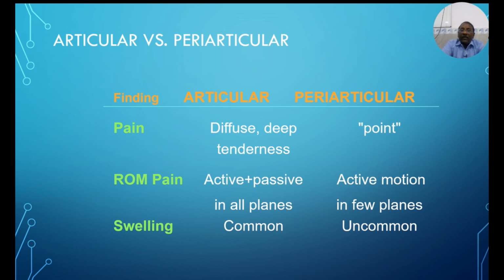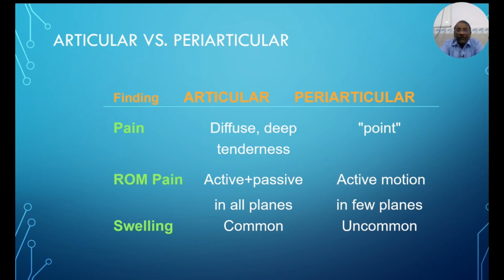Then the articular versus the periarticular. Articular means from the joints, and periarticular means surrounding structures like your tendon, your muscle, your bursa, etc. The pain in the articular is diffuse and deep pain, and tenderness could be present. Whereas in the periarticular, point tenderness will be there. If the tendon is involved, the pain will be in the tendon area. If the bursa is involved, the pain will be at the bursitis site. So point tenderness will be seen in the periarticular, either in bursitis or tendinitis, whereas diffuse pain will be seen in arthritis, joint involvement.